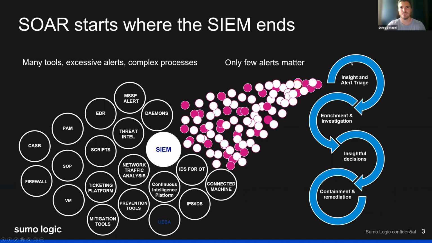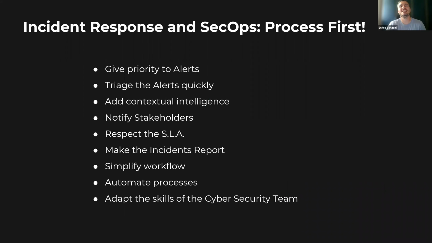receive a lot of alarms in your security operation, and then you have to make the triage. You have to enrich and investigate the alerts. You have to take decisions, and you have to contain and remediate the threats. So basically, you have to leverage the automation for the enrichment, for sure, for collecting every data you need for taking decisions, but the human factor is fundamental. And if a process doesn't work manually, you can't use the automation. So basically, in incident response, as you know, process first.